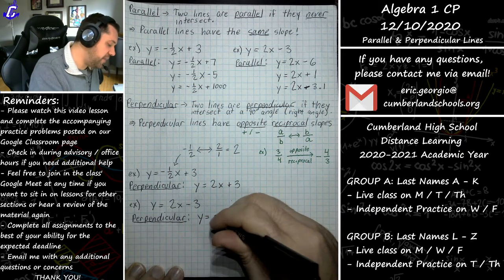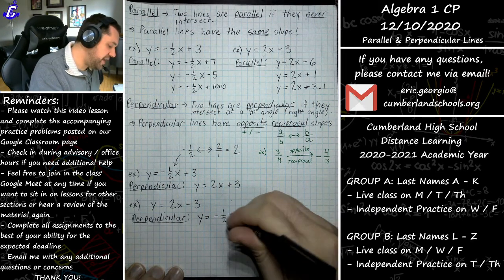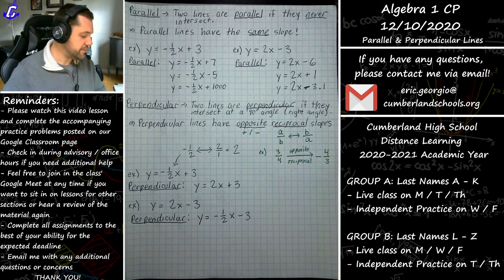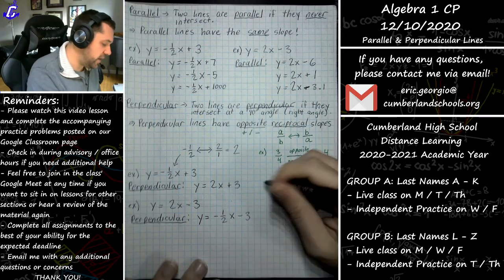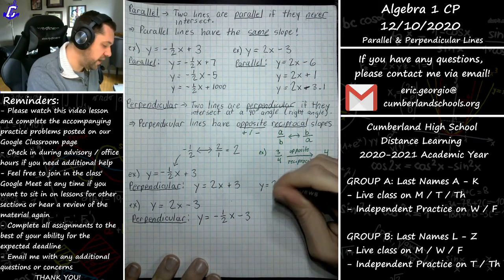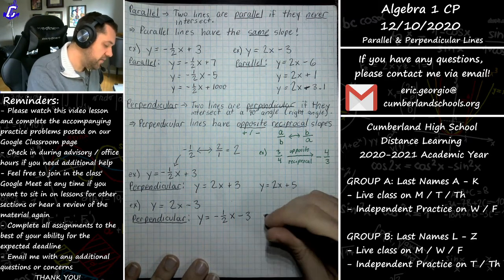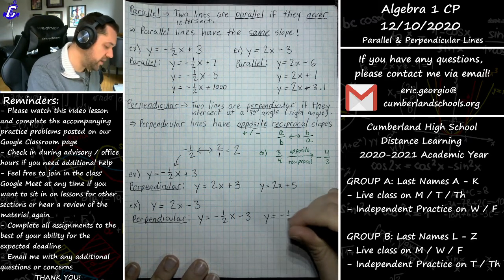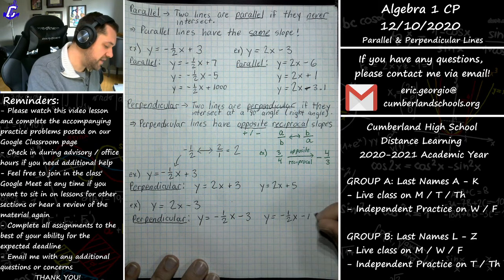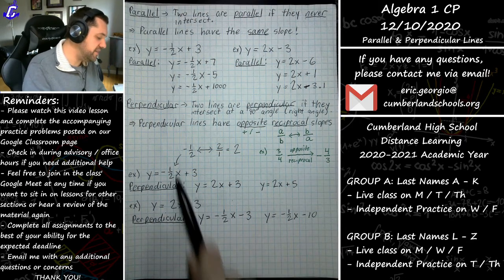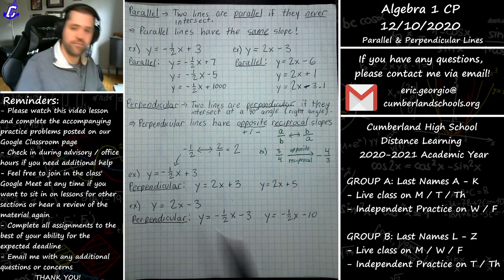We'd say that our opposite reciprocal is negative 1/2 x, and we'll say minus 3. All right? Or you could change the y-intercept if you wanted. We could say this was y equals 2x plus 5. That's also perpendicular to this. We could say this is y equals negative 1/2 x, I don't know, minus 10. That's also perpendicular to this. As long as that slope is the opposite reciprocal, then we're in good shape.